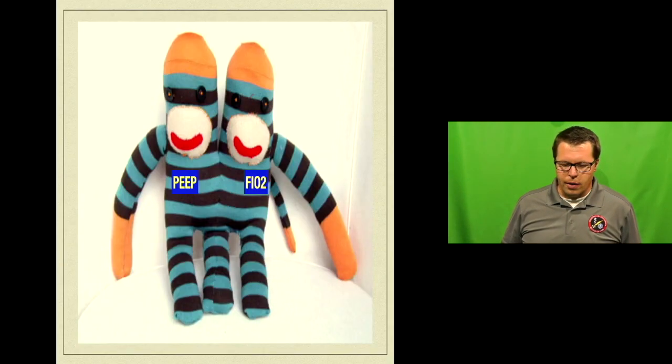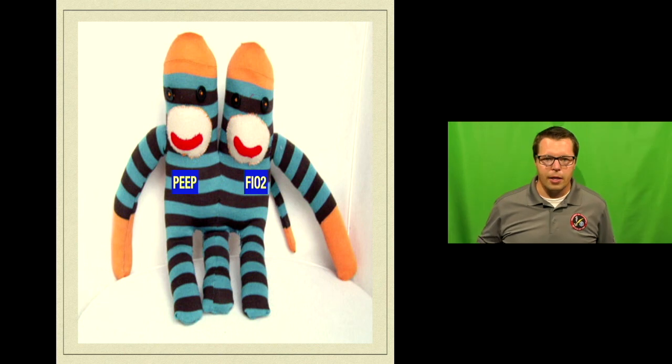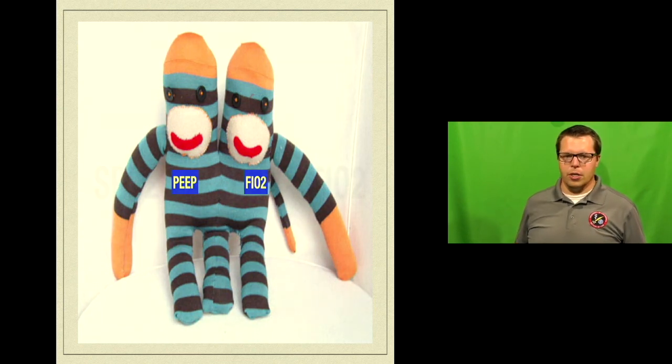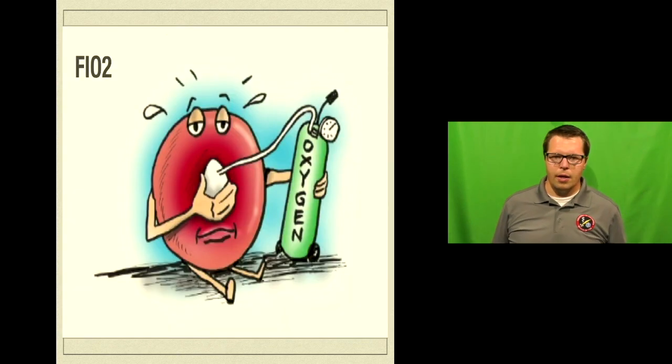FiO2 and PEEP are joined at the hip, or should be. They're two different knobs, but together they determine oxygenation. And if you think about changing one, you probably ought to think about changing the other one. So you really shouldn't think of them as two separate things, because they're both changing oxygenation for the person. They're both eventually changing your SpO2.